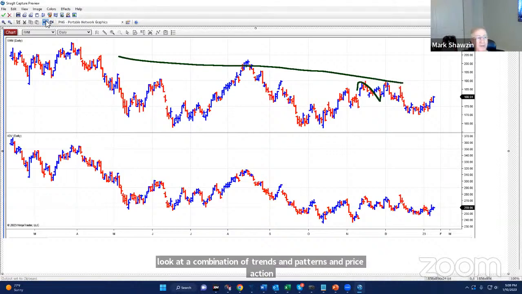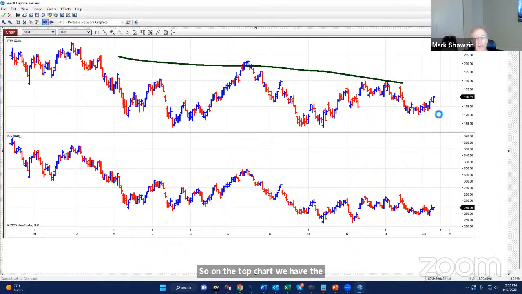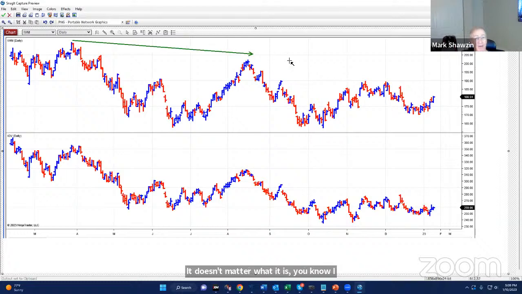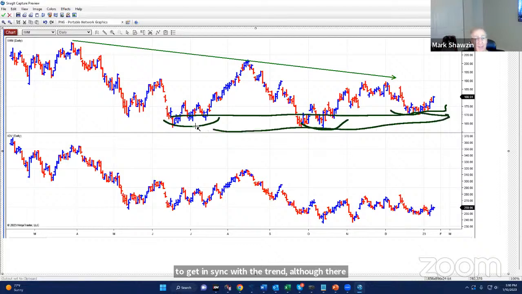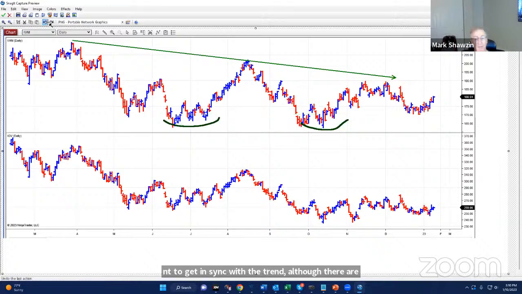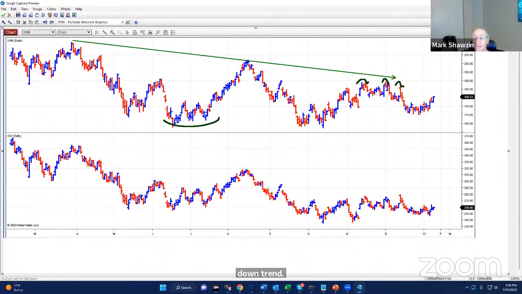So on the top chart, we have the IWM. It doesn't matter what it is. I can open that chart and say, okay, what is going on here? So I can say this is in a downtrend. So I largely want to get in sync with the trend, although there are areas now where this thing is finding support. But for instance, right up here, we were in a downtrend, then the market puts on a triple top, and then it confirms itself in the form of this price action.